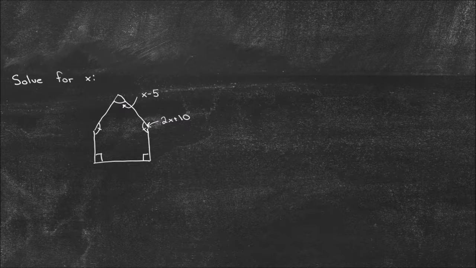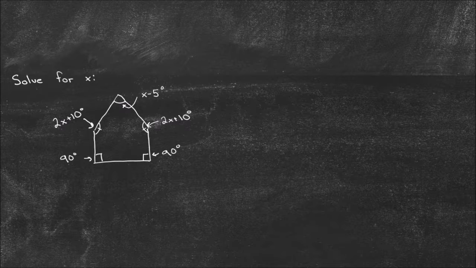So if I need to solve for x, I know that this angle here is congruent to this one. That's what this dash implies there. So I know that this is also 2x plus 10 degrees. All of these will be in degrees. And I know these actually are 90 degrees because they're right angles. So what I have to do is figure out what the sum of all the angles needs to be, and then I can just do an algebra equation.